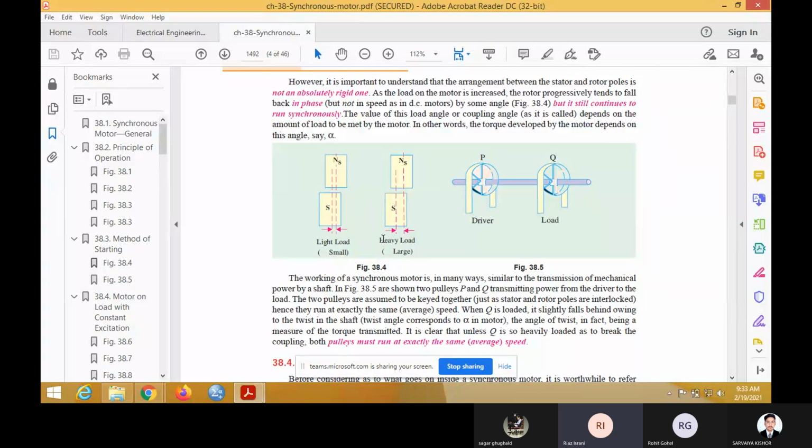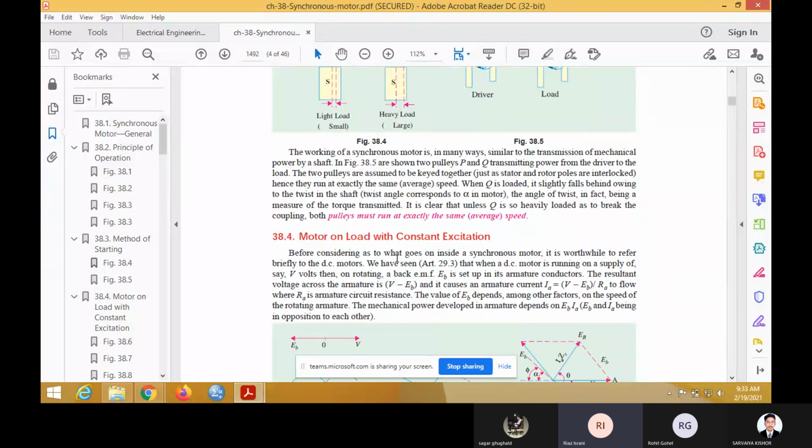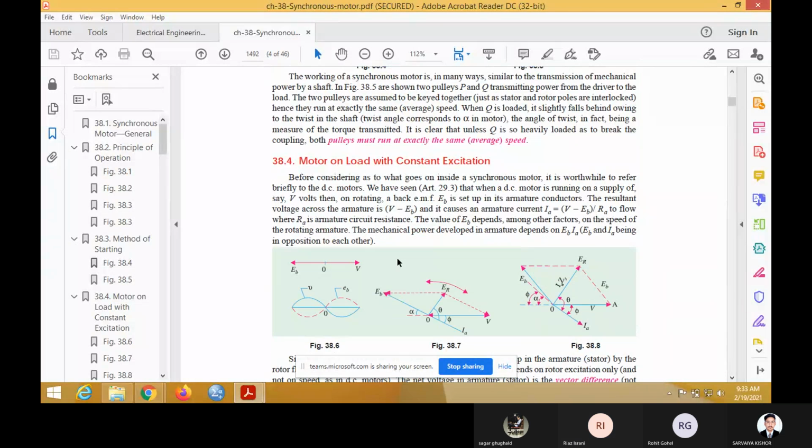But at heavy load condition, the load angle is increased. You can say this layer is increased. As a result, the effects of vibration and hunting will start on the motor. So the motor should be medium or lightly loaded. You should not run the motor heavily loaded; if you do, the magnetic locking can break. So this is working, operating and construction.